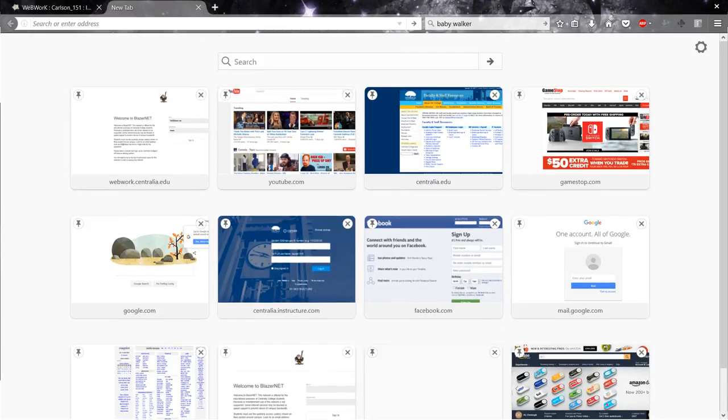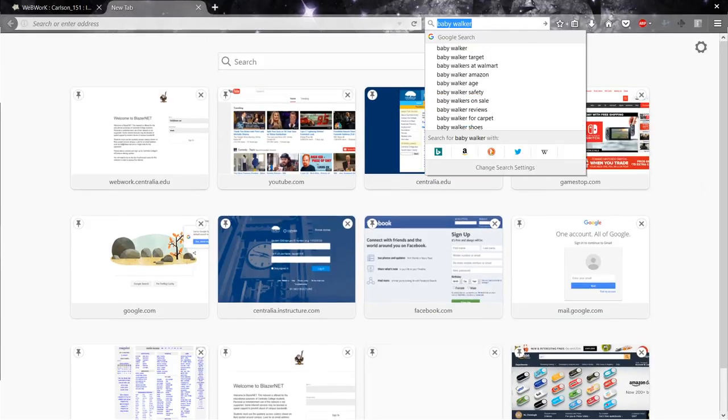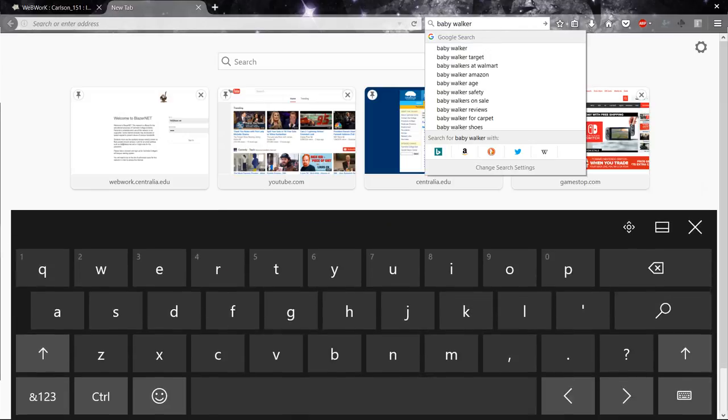All right, where am I going? We're plotting stuff. Coordinate axis. I don't care about baby walkers.